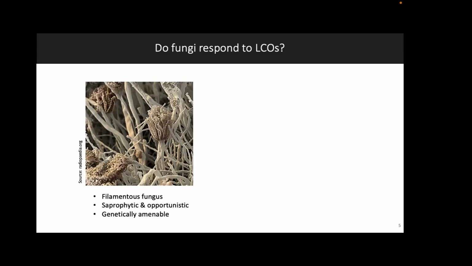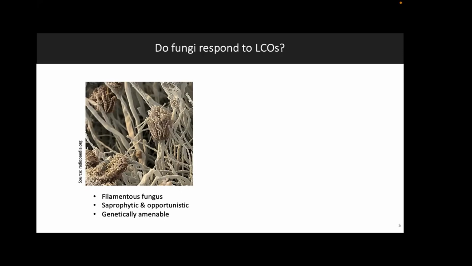So the model that he uses is called Aspergillus fumigatus. And Aspergillus is a saprophytic organism, which means that it eats decaying matter, but under the right circumstances, it can become a pathogen to humans. And what makes this a really popular model is that first, it produces LCOs, and second, it's very genetically amenable. So I think just last year, they came out with an entire gene knockout mutant collection. So it's a pretty good resource when you're working with filamentous fungi.